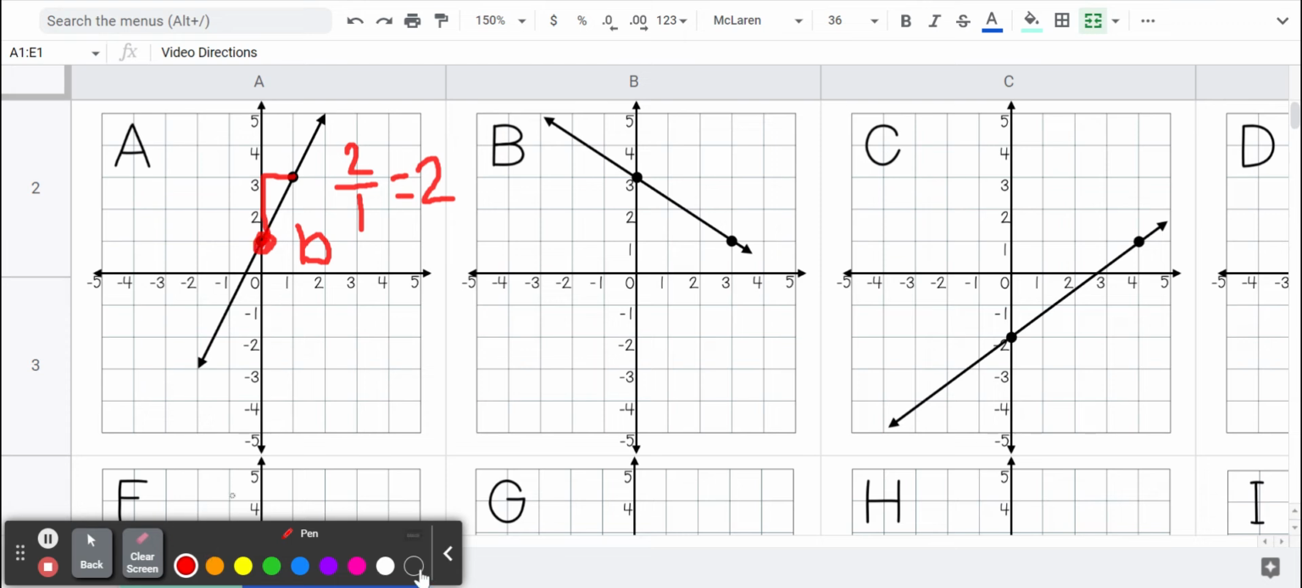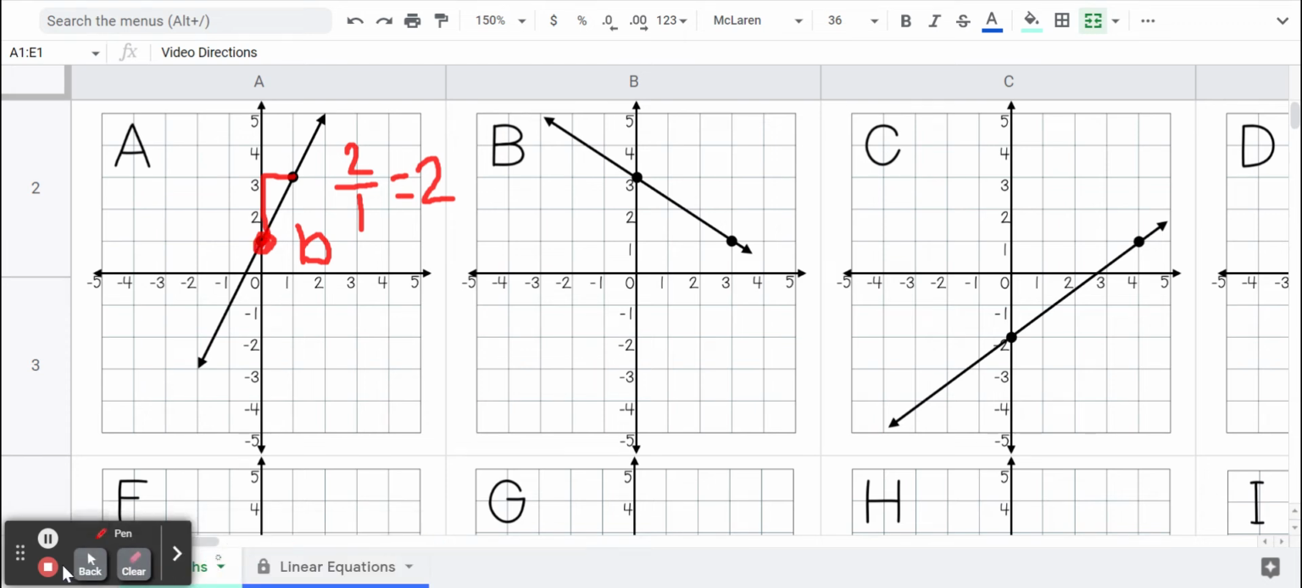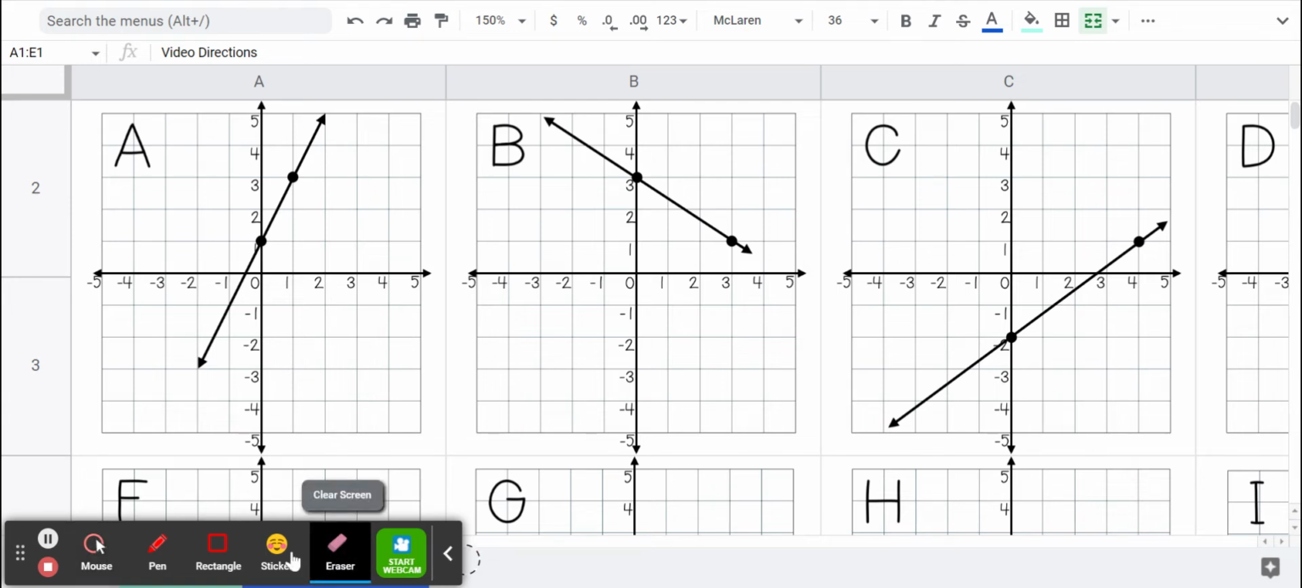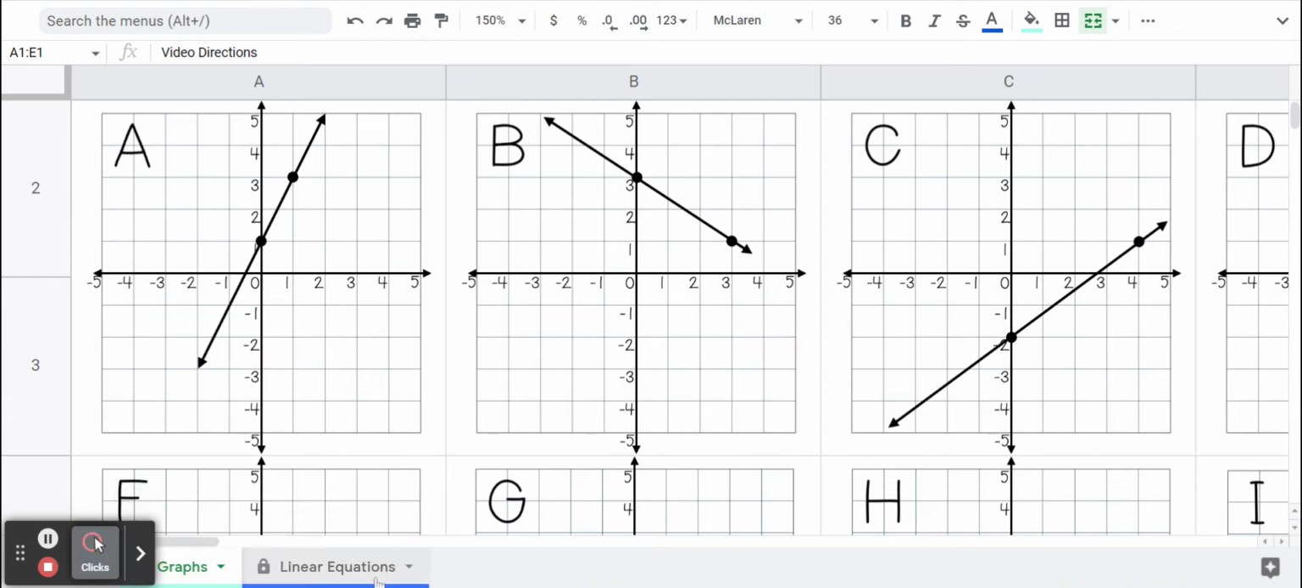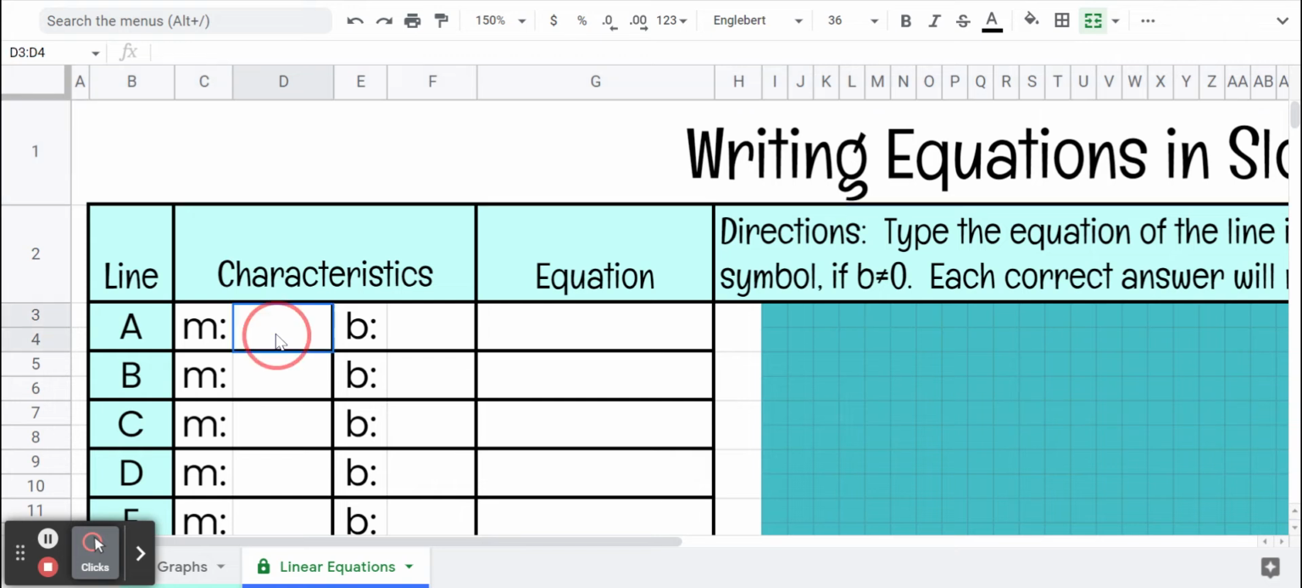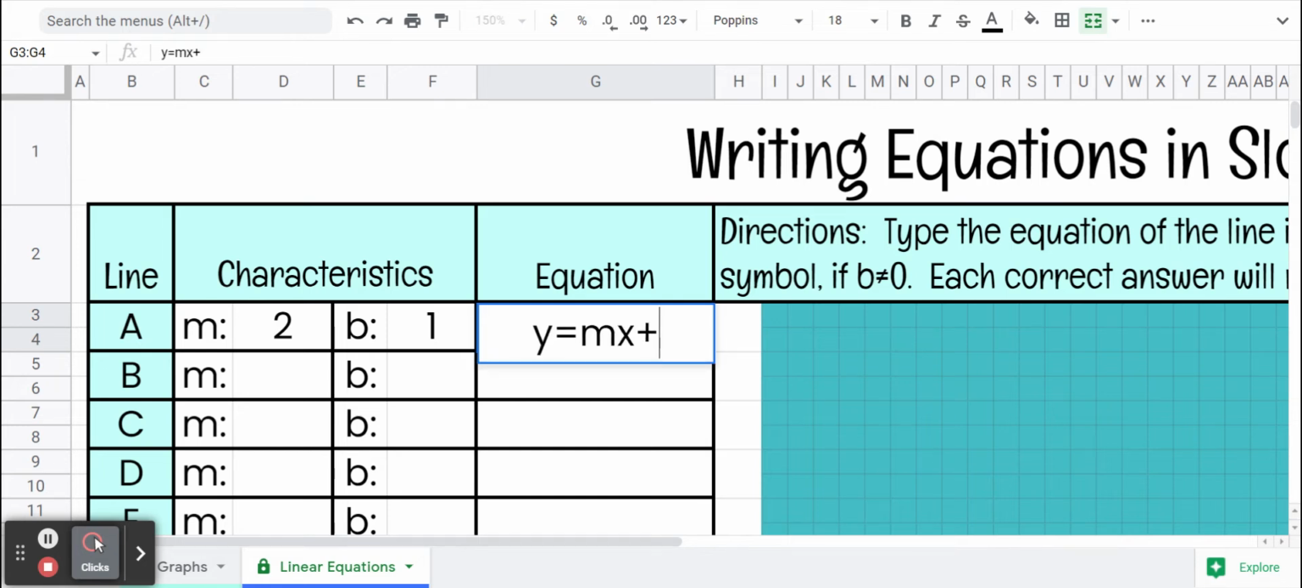The y-intercept is 1. So I'm going to go to this tab now. Okay, so I'm going to click over here to this tab. So the slope was 2. The y-intercept was at 1. So the equation is y equals mx plus b. I'm going to replace the m with 2, and I'm going to replace the b with 1.